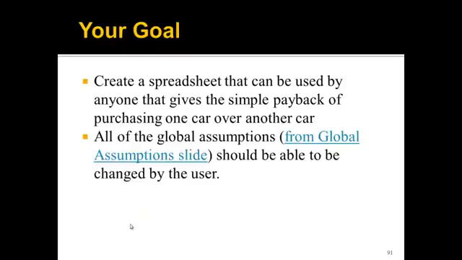Okay, so your goal for this assignment is to create a spreadsheet that can be used by anyone that gives a simple payback of purchasing one car over another car. All of the global assumptions that I went over before should be able to be changed by the user.